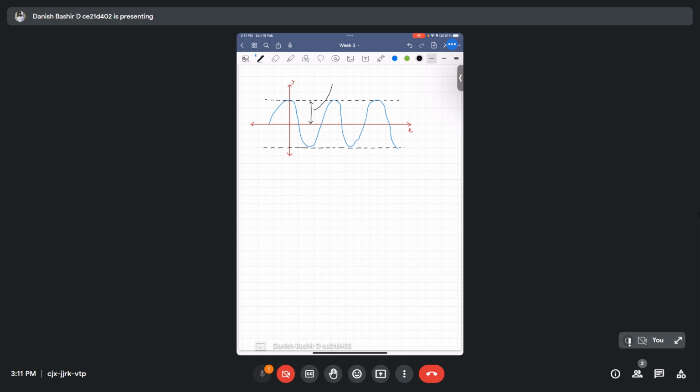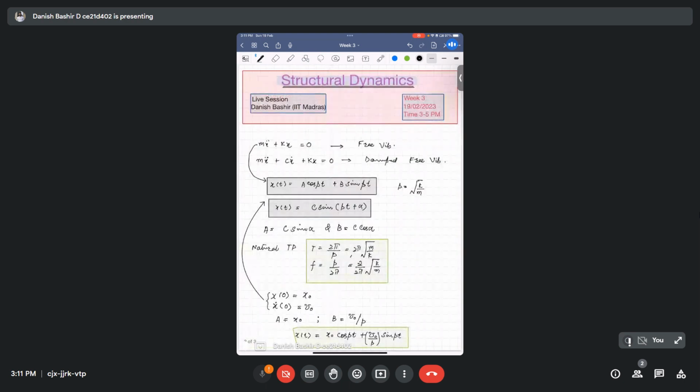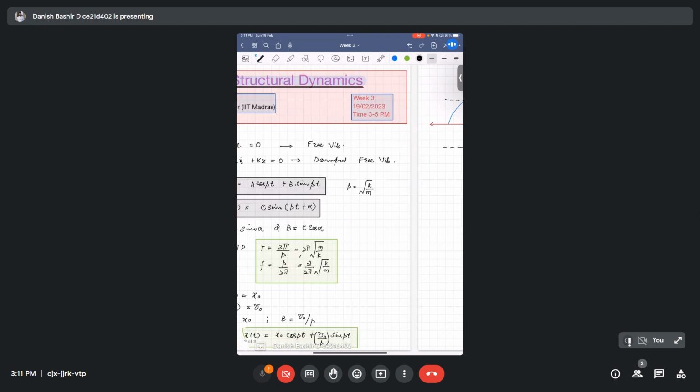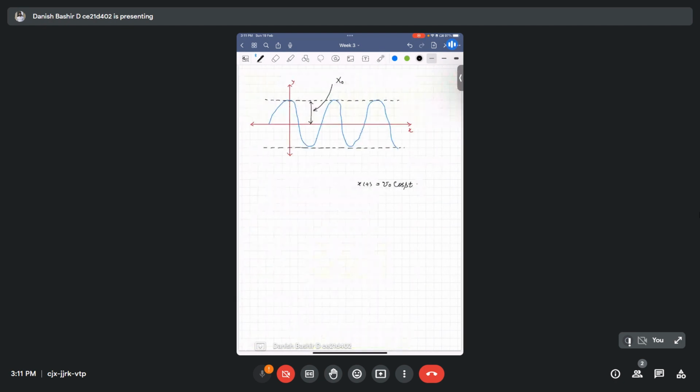They are like this. We denote the term with capital X naught. Capital X naught we can derive like this. If we see the function x of t is equal to x naught cos pt plus v naught by p sin pt.